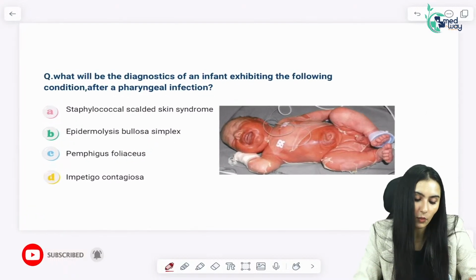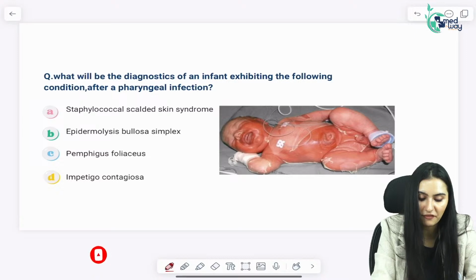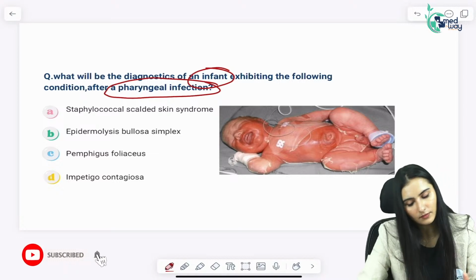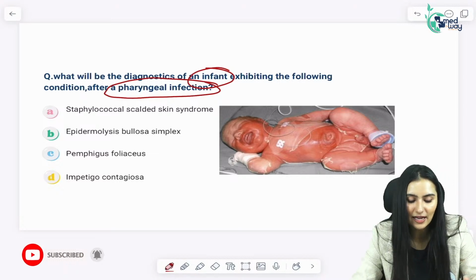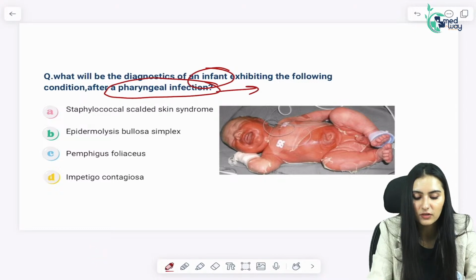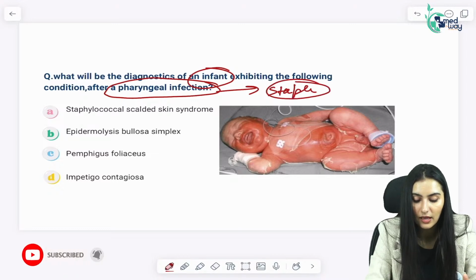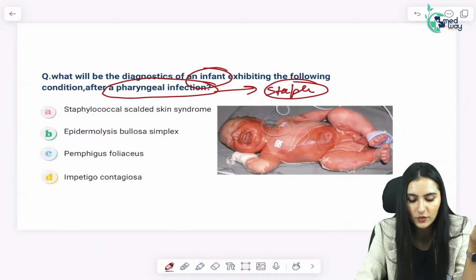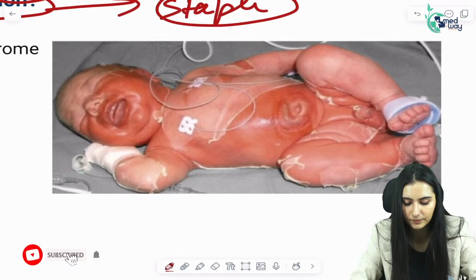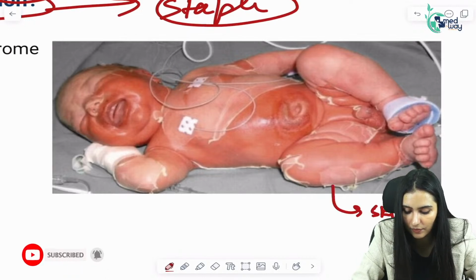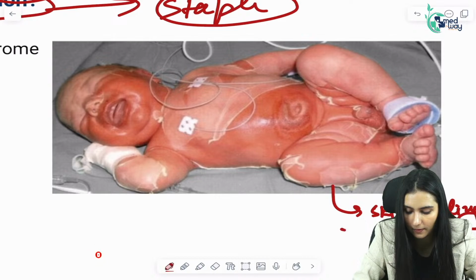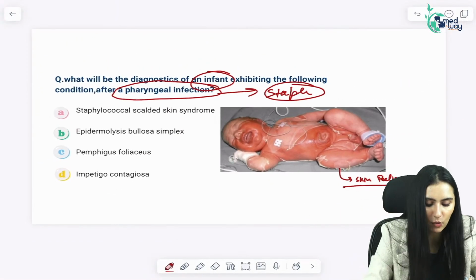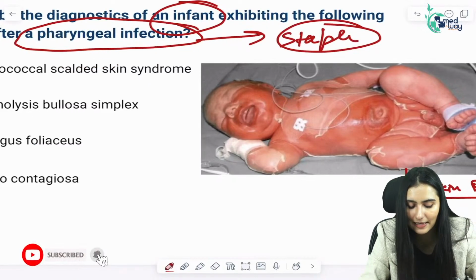Now, what will be the diagnosis of an infant? This is an infant exhibiting the following condition after a pharyngeal infection. Okay. It is again a very simple question. Pharyngeal infection. The answer is it was caused by staph mostly. And after a pharyngeal infection, if an infant suddenly has peeling of the skin. What do you see here? You see skin peeling. Okay? Skin peeling is present. So what does it become? It becomes staphylococcal scalded skin syndrome. It looks like a scalded skin.